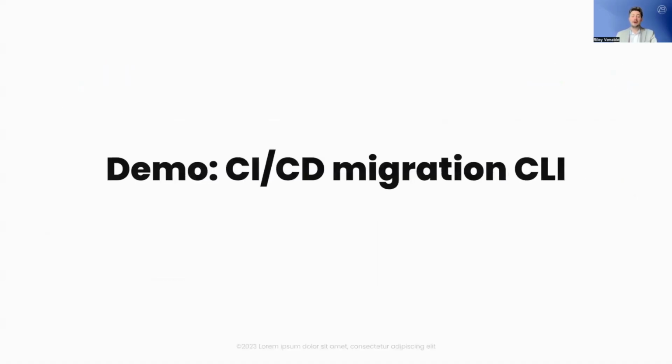I'm going to now hand it off to Warren, who's going to walk you through Atlassian's developed Docker-based migration tool that converts Jenkins files to Bitbucket pipeline YAML files for you.